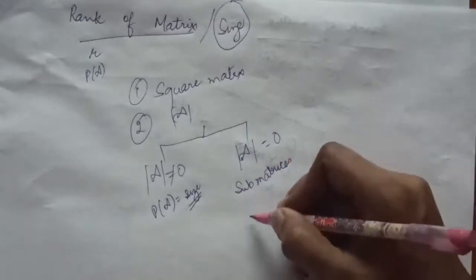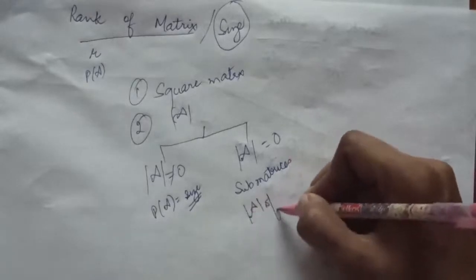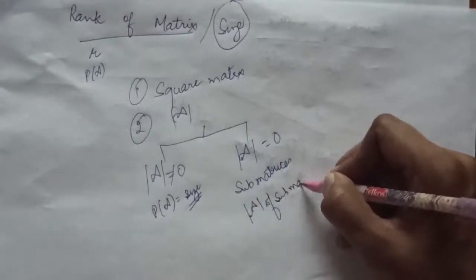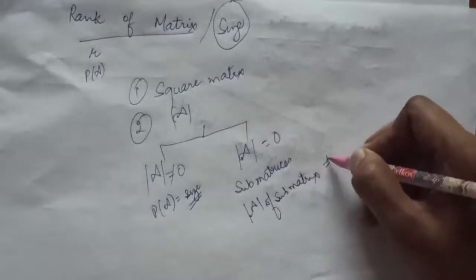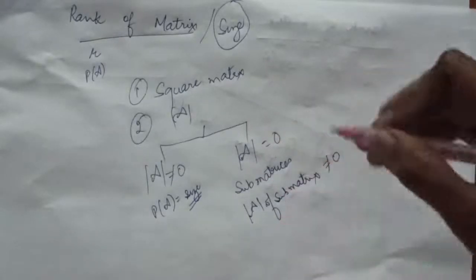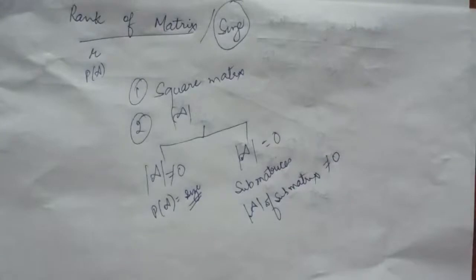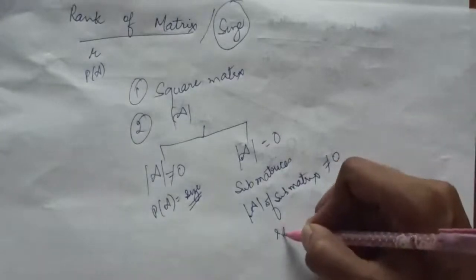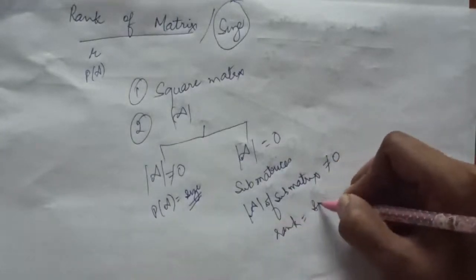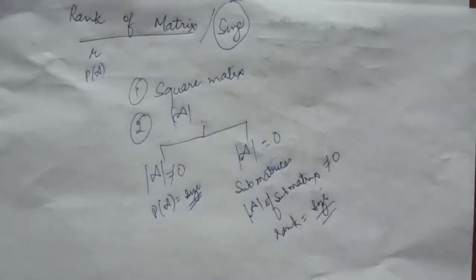And then we will calculate the determinant of those sub-matrices. When the determinant of any sub-matrix comes out to be non-zero, then we will say we have reached the point where we can write the rank. Rank means again the same, size of the matrix. At whatever size you have got that determinant to be non-zero, that size will become your rank. Let us see one example.